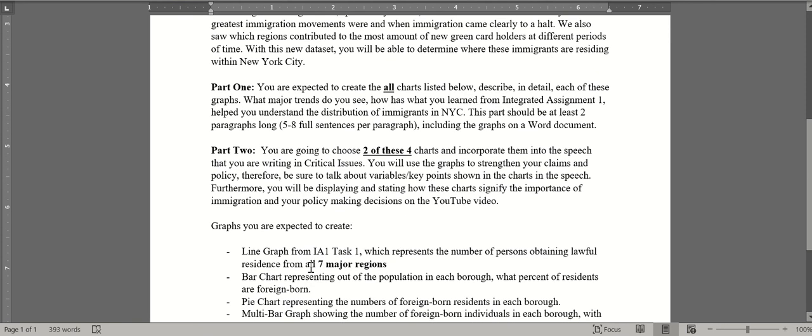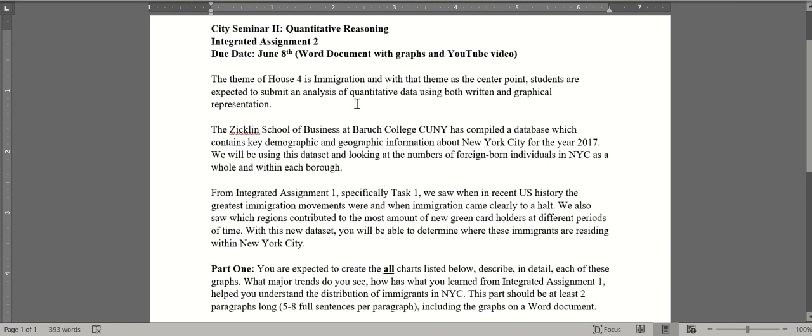But again, just to reiterate, there are 2 parts. One is you're going to create all these charts and talk about them. You're going to give me a Word document. Remember, it's okay, I don't need an Excel sheet for this one. You're just going to copy and paste the graphs from the Excel sheet to your Word document. That's what you're going to submit to me on Blackboard by June 8th.